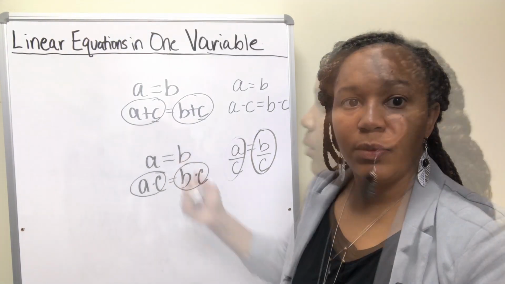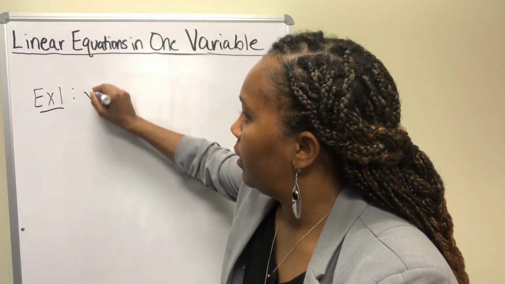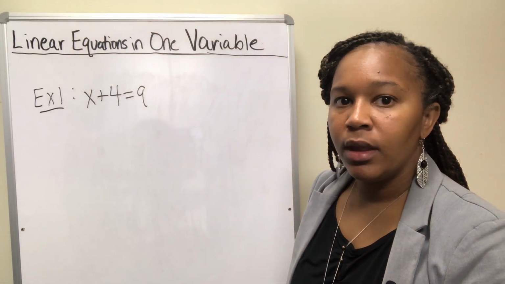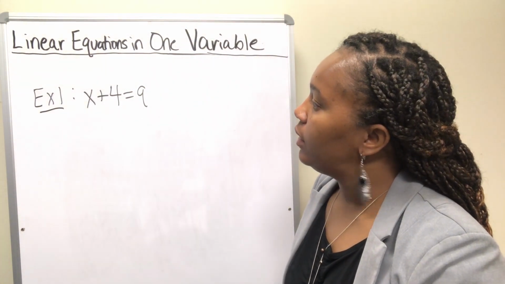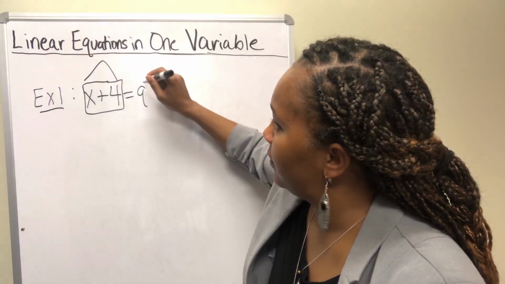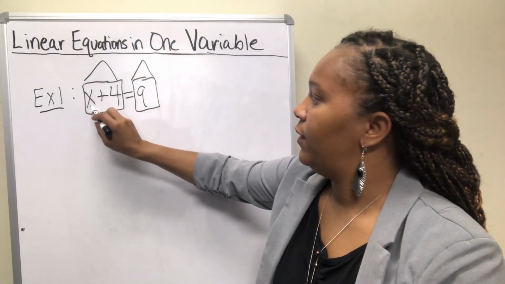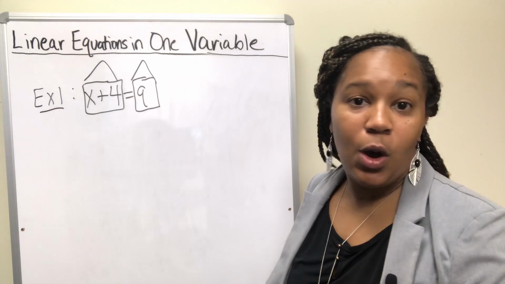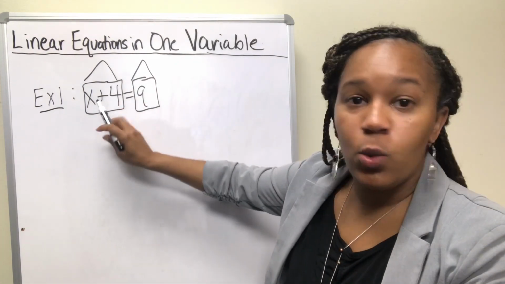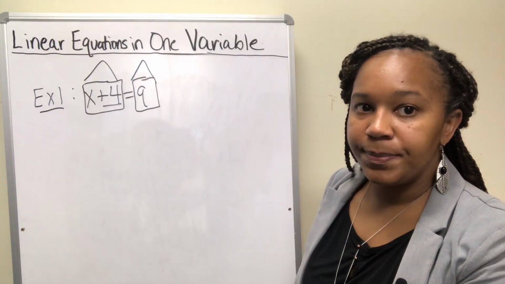So let's look at some examples. Example 1 is x plus 4 equal to 9. In this example, you want to think of each side of the equal sign as a house, and think of yourself as the variable x. The goal is to be at home alone, in peace and quiet, which means you need to get rid of everyone that is in the house with you. In this case, positive 4 is in the house with me.